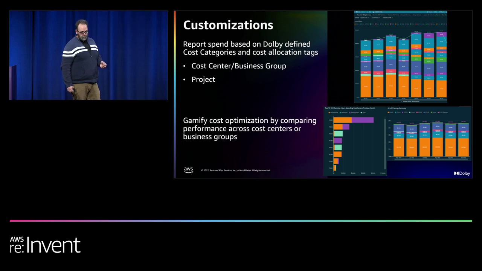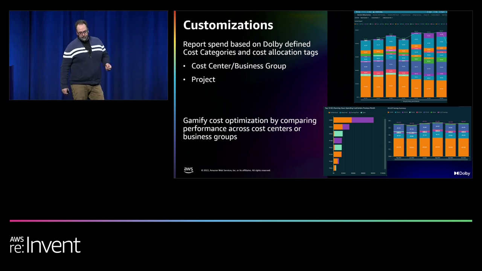In addition, customized views based on the cost categories have allowed us to look at adding some gamification to our cost optimization efforts by showing business groups how they're performing against other business groups. So on this graph on the bottom left, I've got a custom widget we built out that shows how well each cost center is doing on adding spot instances and savings plans into their compute mix. And on the lower right, I'm showing each cost center how much money they're saving by using those savings instruments.